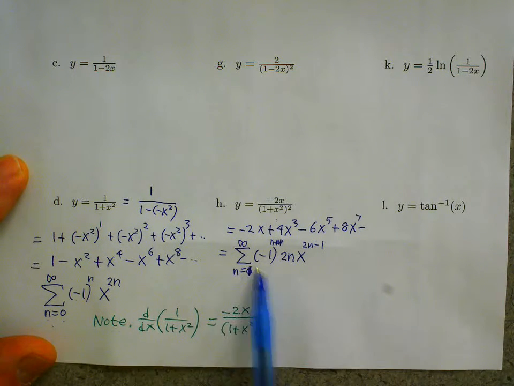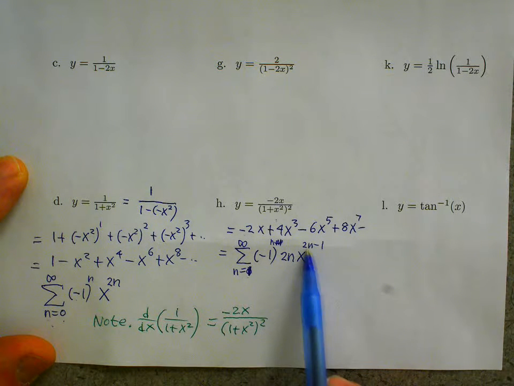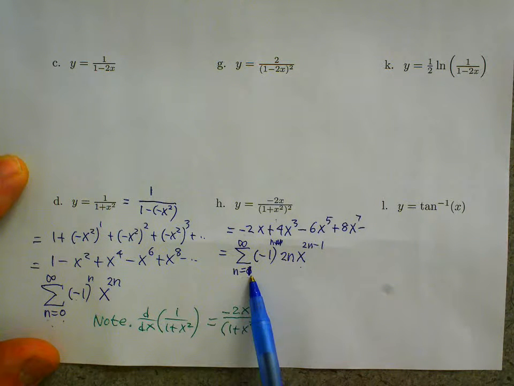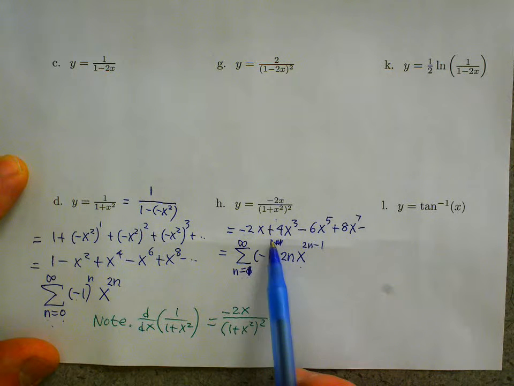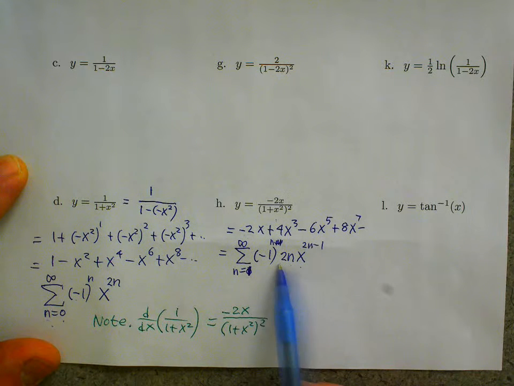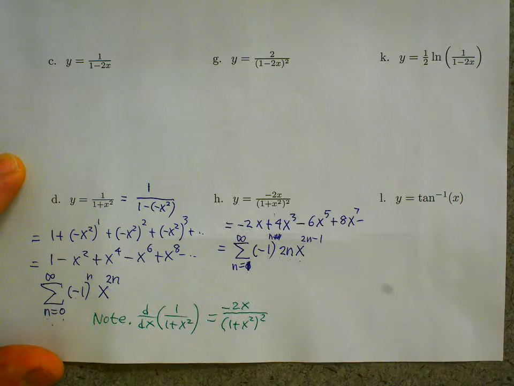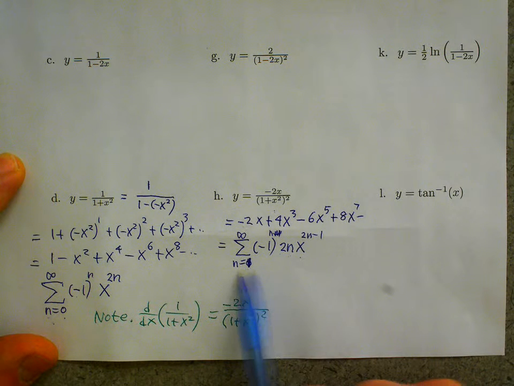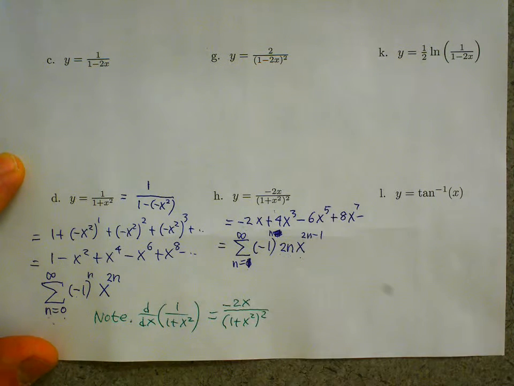So let's try this. When n is 1, -1 to the first is negative, and 2 times 1 is 2, so we get a -2. And 2 times 1 minus 1 is x to the first. So it works when n is 1. When n is 2, -1 to the second is positive, 2 times 2 is 4, 2 times 2 minus 1 is 3. Yeah, I think this one is the one that works. There are ways to re-index the n values as long as you're consistent. But this is one way to do it. Are we all in agreement?